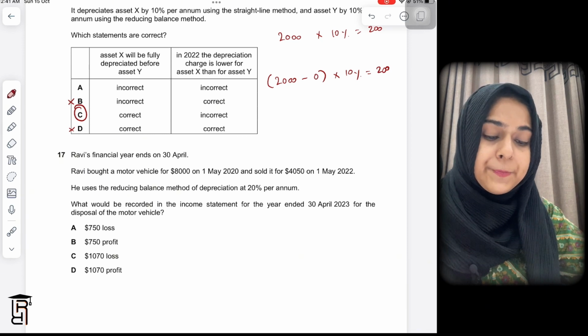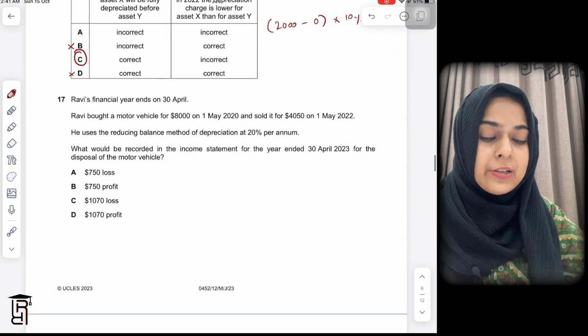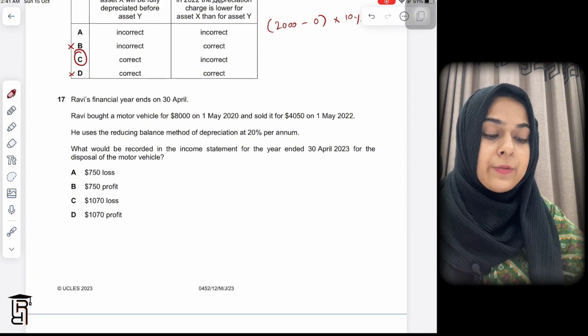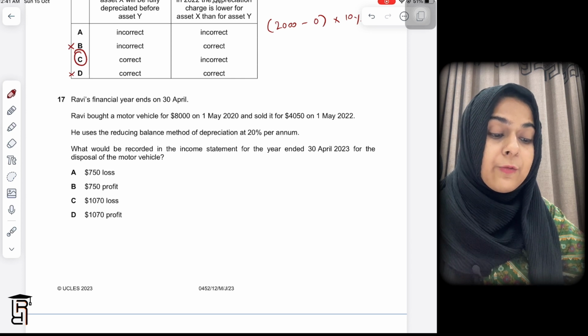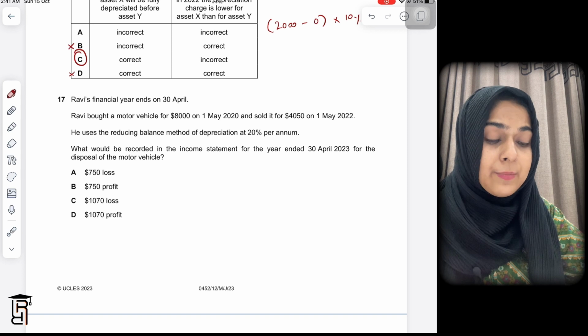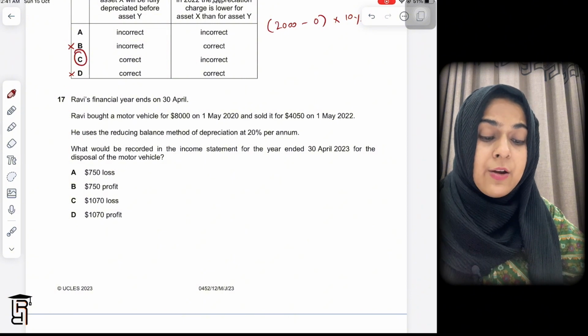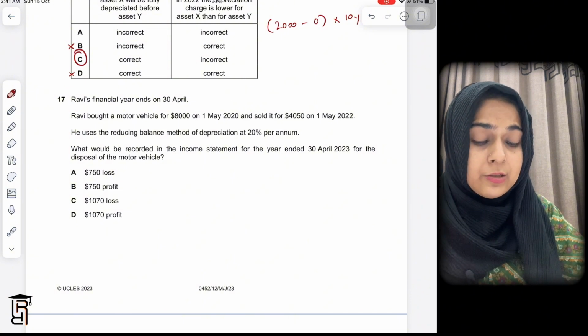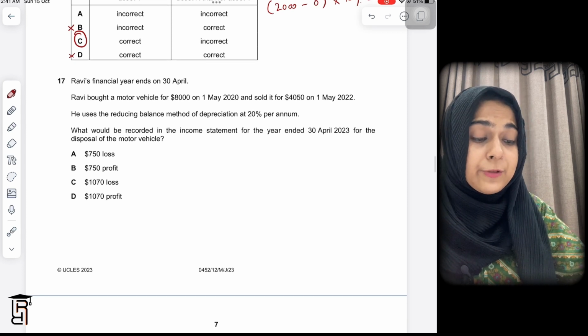Okay, Ravi's financial year ends on 30th April. Ravi bought a motor vehicle for 8,000 on 1st May 2020 and sold it for 4,050 on 1st May 2022. He uses the RBM method at 20% per annum. What would be recorded in the income statement for the year ended 30th April 2023 for the disposal of the motor vehicle? So here you need to calculate profit or loss.